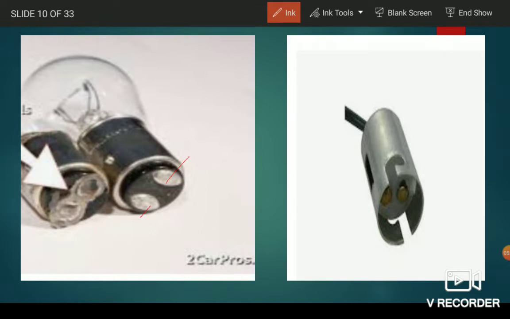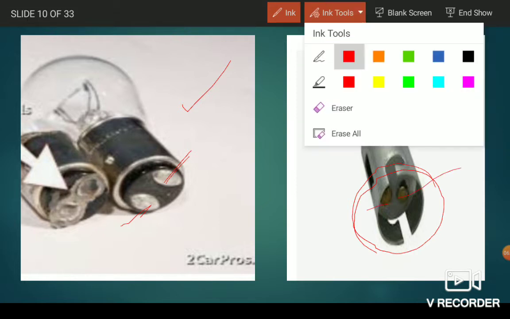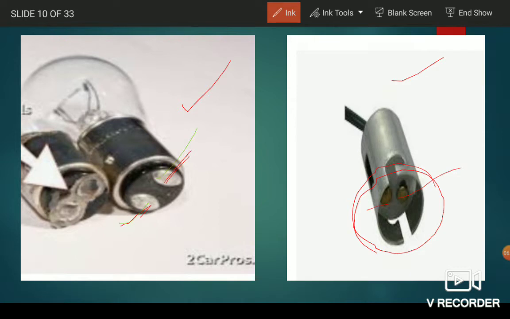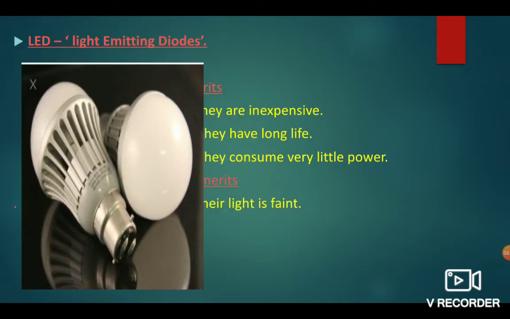And when we mount this bulb on the holder, both of these terminals get connected with the two terminals of the holder. If you see carefully, you will find the holder also has two terminals, this and this. Both of these terminals of the bulb get connected with these two terminals of the holder, and then the bulb lights up.